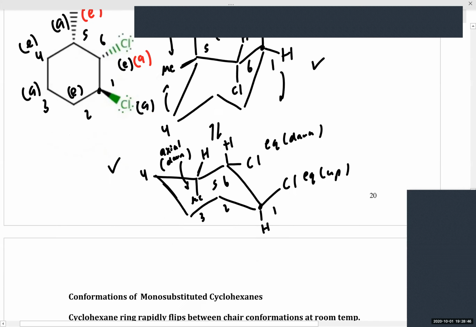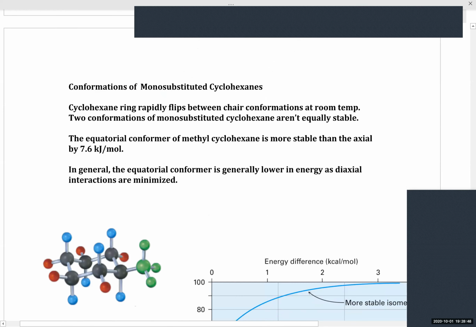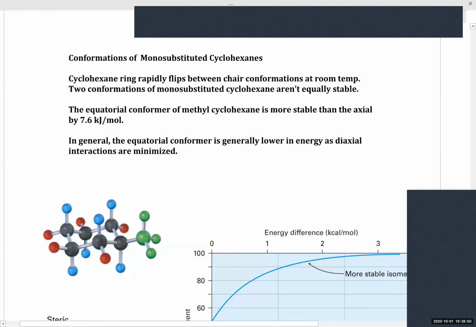If not, let's keep going. And let's begin our first discussion of conformational analysis. In this case, we're looking at the conformations of monosubstituted cyclohexanes.